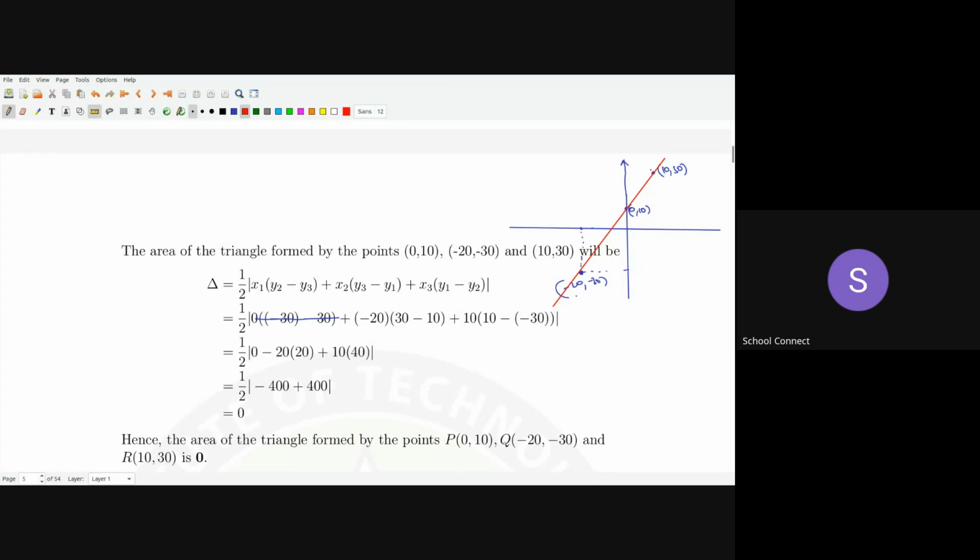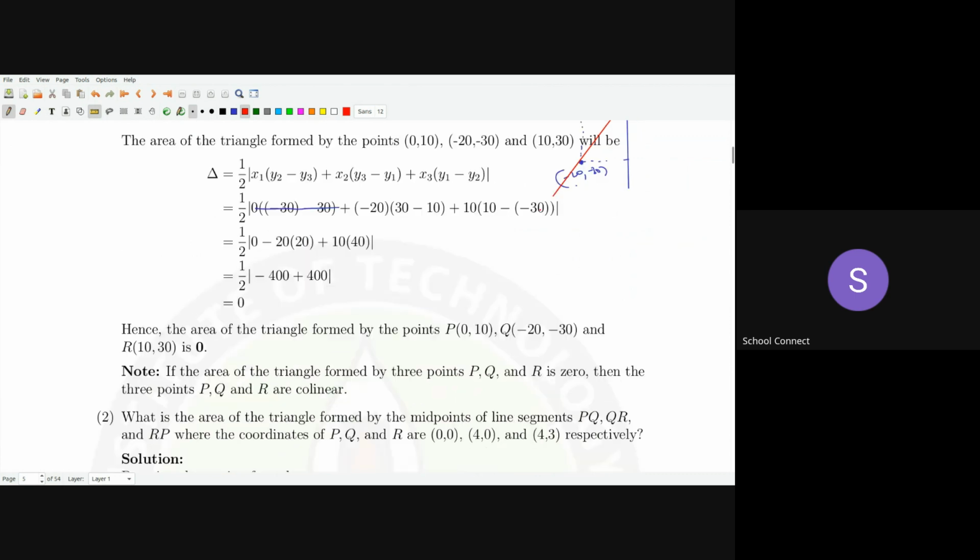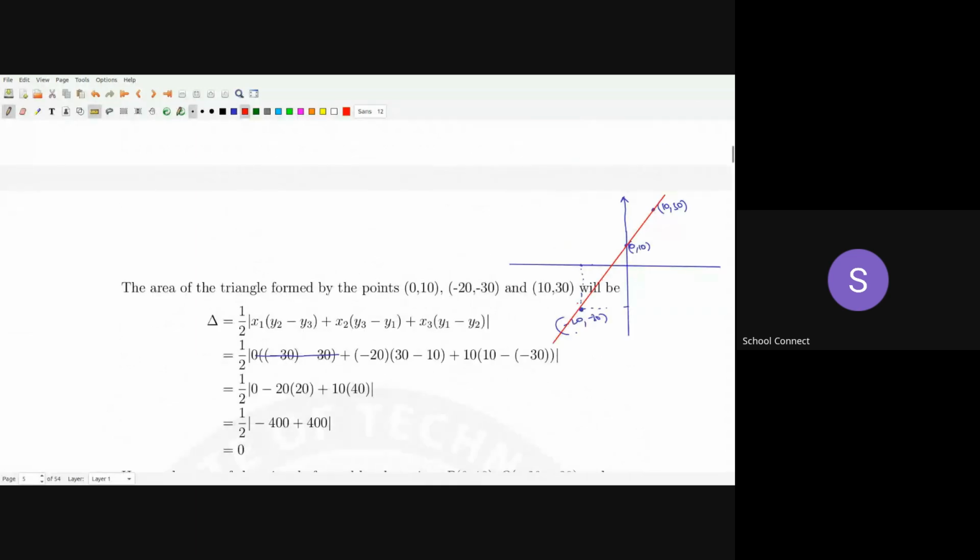So if they lie on a straight line, we call those 3 points collinear points. What does collinear mean? Collinearity means all 3 points lie on the same line. If they are lying on the same line, there will not be any triangle, so you cannot form any triangle with these 3 points. That's the issue. If we cannot form a triangle, then the area of the triangle will be 0.